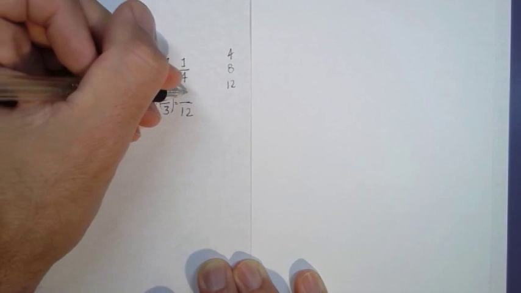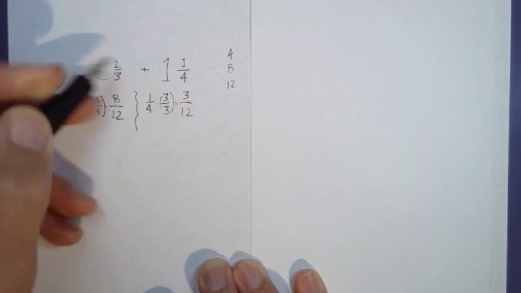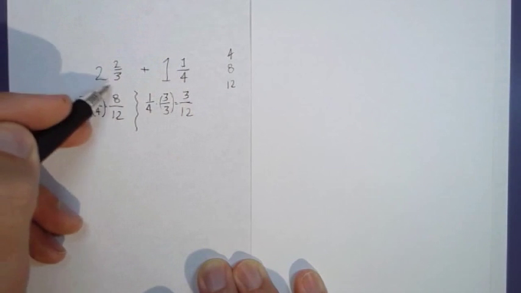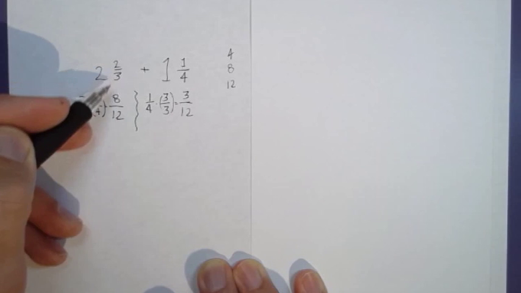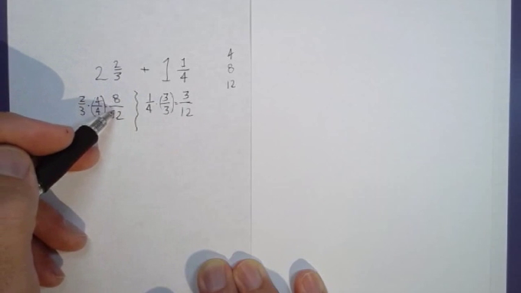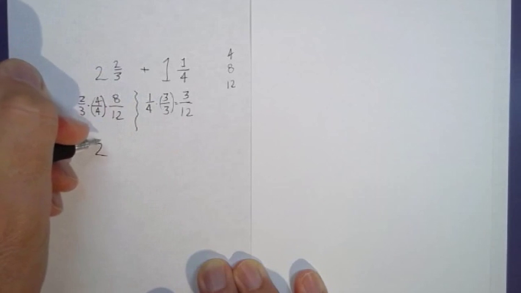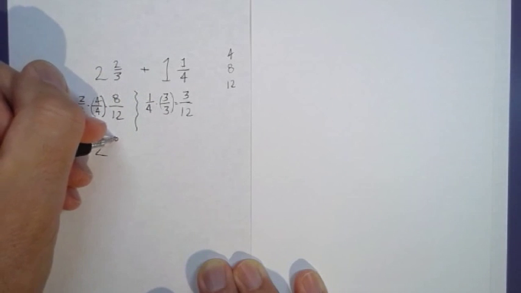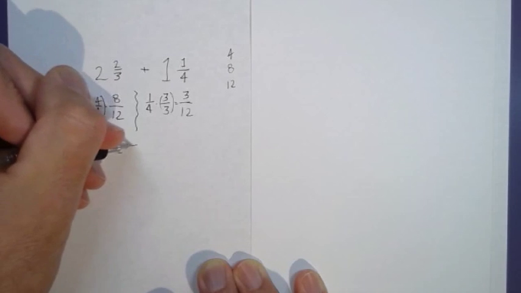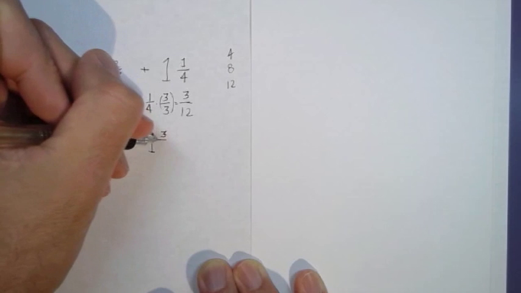1 times 3 is 3. 3/12 is the same thing as 1/4. 8/12 is the same thing as 2/3. But now we can add these together. So I'll just show the forms. We have 2 and 8/12 plus 1 and 3/12.